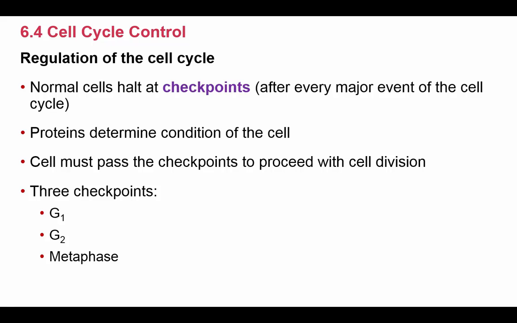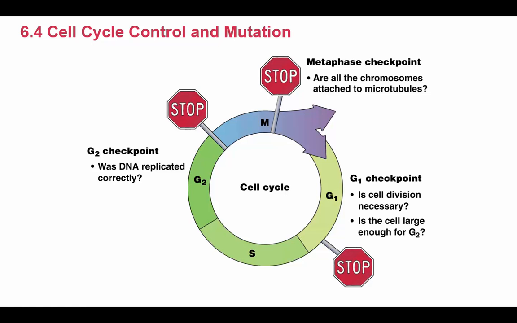Now, these 3 checkpoints are located, if you'll notice, one at the end of G1, one at the end of G2, and one in the middle of mitosis. So at the end of G1, the questions that are asked by these proteins at the checkpoint are, first off, is cell division necessary? Is this a cell that needs to divide? And 2, is the cell large enough for G2? So has the cell grown enough to move on to the next step? And if the answer to these questions is no, then the cell is not allowed to proceed.